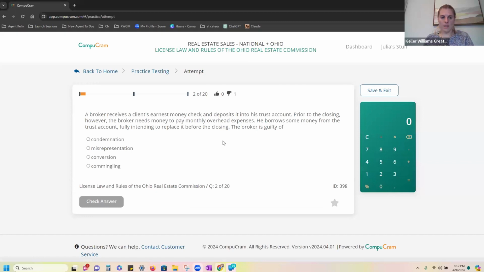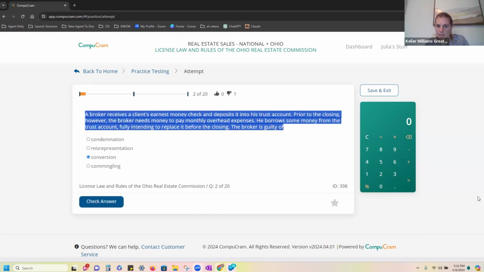Okay, good job. A broker receives a client earnest money check and deposits it into his trust account. Prior to the closing, however, the broker needs money to pay monthly overhead expenses. He borrows some money from the trust account, fully intending to replace it before the closing. The broker is guilty of A, condemnation, B, misrepresentation, C, conversion, or D, commingling.